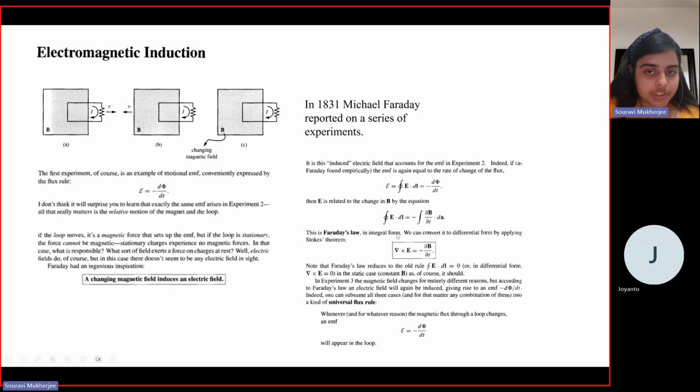So later we'll see that when we talk about Maxwell's relations, this is how it got modified. So in the electrostatic case, we have it as zero. Later we have this minus del B del t term. Okay.